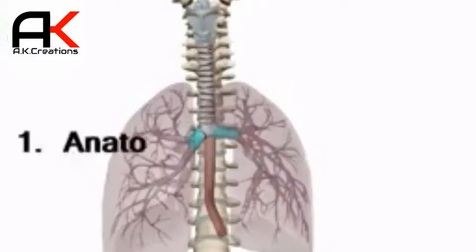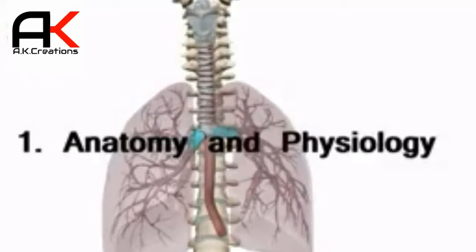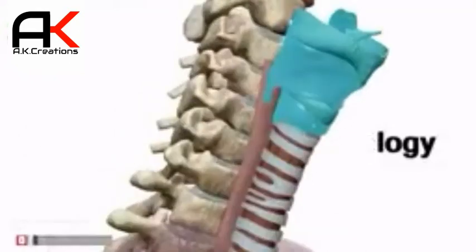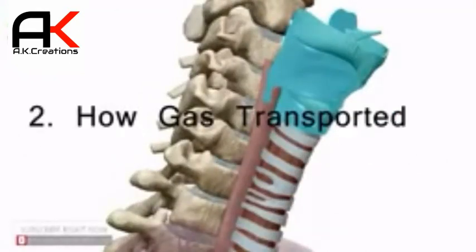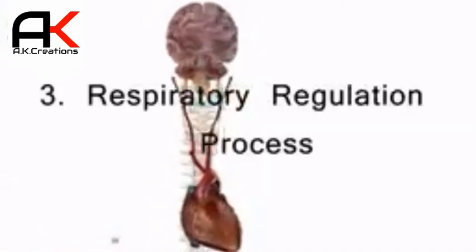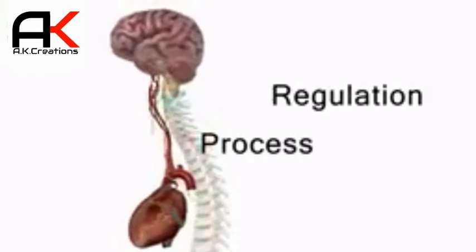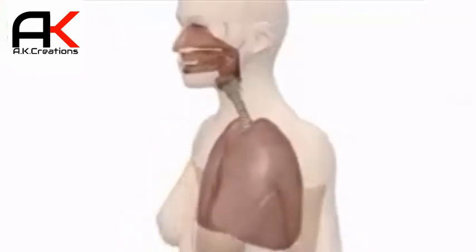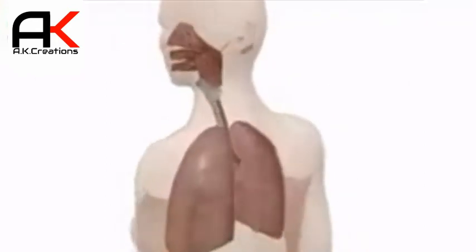In this video, we will first talk about the brief anatomy and physiology of the respiratory system. Then we will discuss how the gases transportation occurs. And later we will talk about how the respiratory regulation occurs in the human body. So first, coming to the anatomy and physiology of the respiratory system.